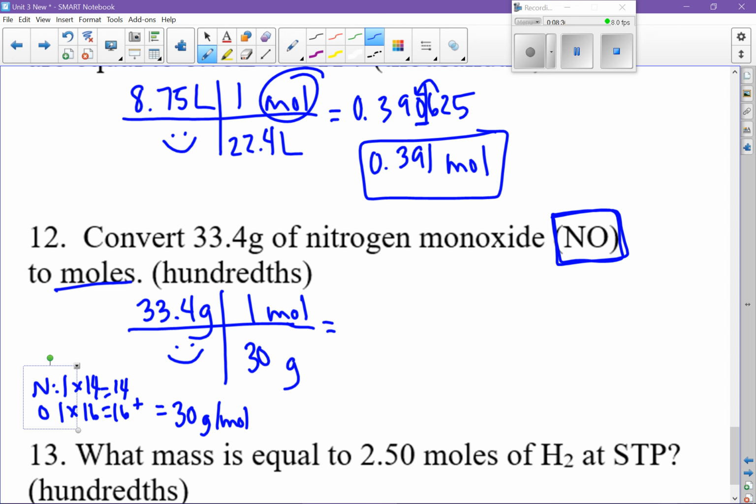Then I can chug that into my calculator and get 1.11333 repeating. If I round that to the hundredths place, this 3 means it will stay at 1.11 moles.